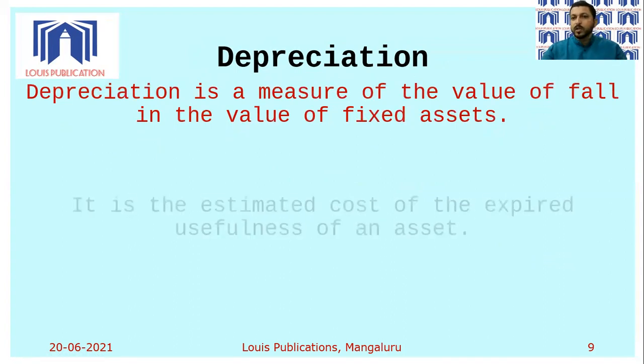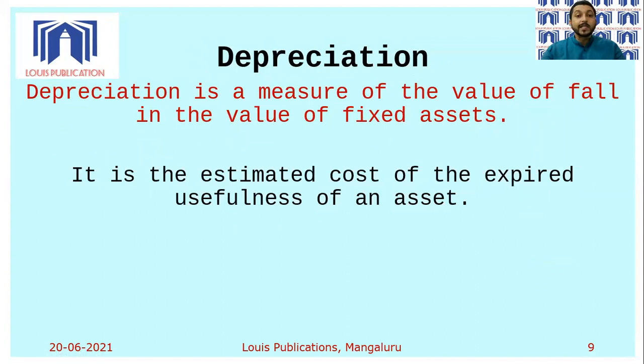So I can go to the extent of saying depreciation is the estimated cost of the expired usefulness of an asset. Point to note, it is only an estimated cost. It is not an actual cost. It's an estimation. We cannot say machinery value has gone down by exactly 2 lakh rupees. Machinery value might have gone down by maybe 1,90,000 rupees or 2,10,000 rupees. So that 2 lakh rupees is only an estimation. And this estimated cost is associated with the expired usefulness of an asset.